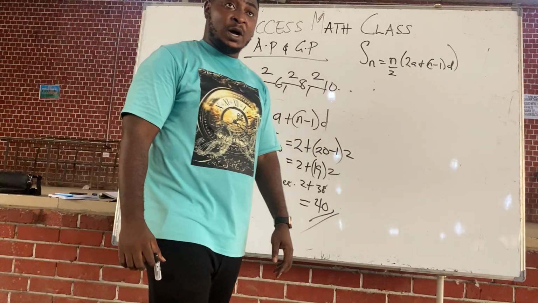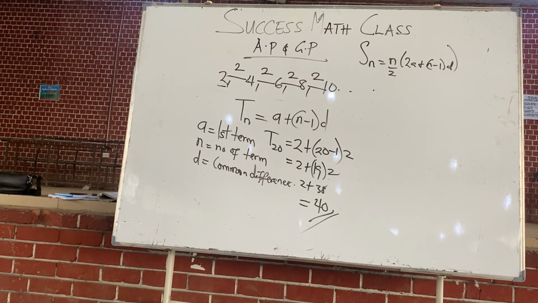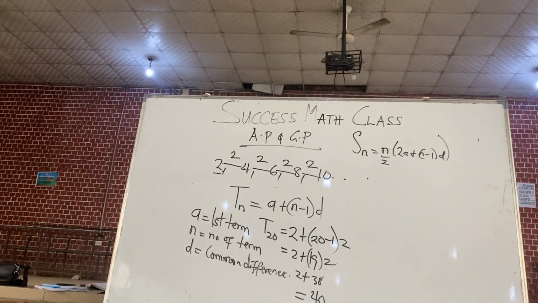This formula will help us to determine the sum of the first 50 terms of an AP, for example.